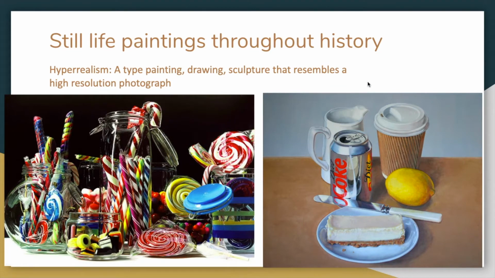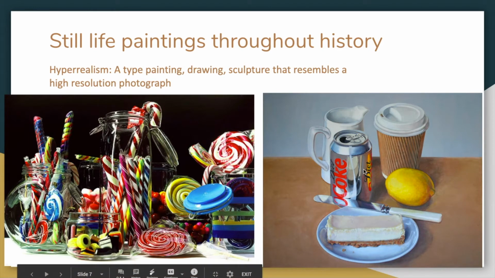Coming into more of the modern era, what you might see today, there's a type of art called hyperrealism. These are paintings or drawings or sculptures that actually resemble a high resolution photograph. So I think these are really amazing. I could never do this. But these are actually paintings, not pictures like you might think. But they employ the same techniques in their still lifes, having different objects arranged on a table.